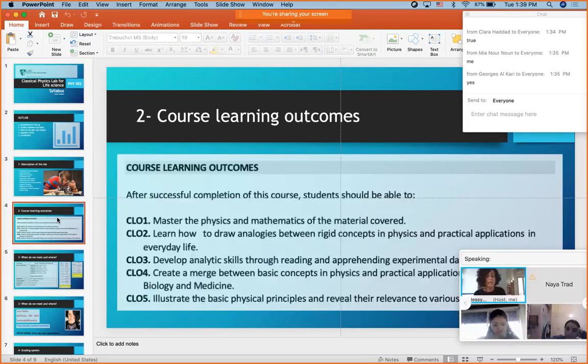Now, the course learning outcomes that you find in the syllabus, I want you to know that it's very important to remember that the lab is about teamwork. The lab is about data analysis along with the physics.